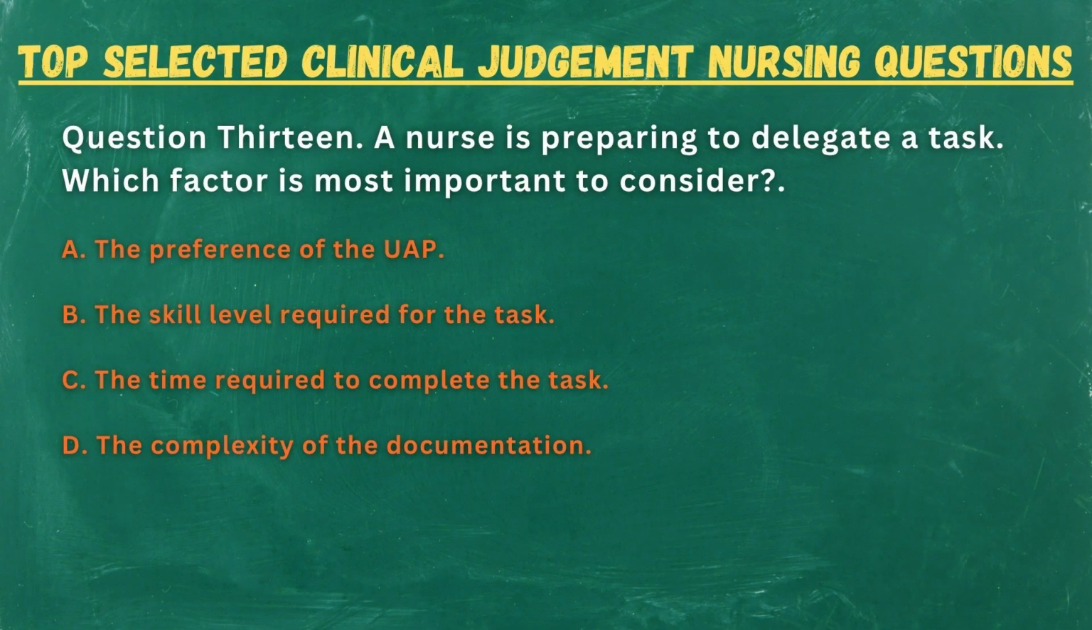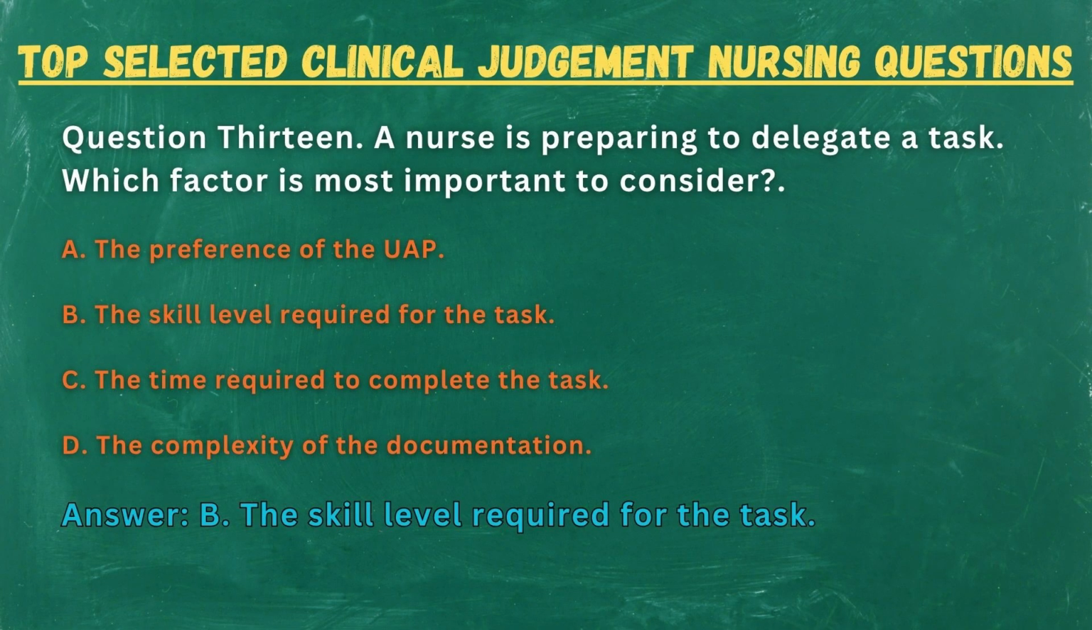Question 13. A nurse is preparing to delegate a task. Which factor is most important to consider? A. The preference of the UAP. B. The skill level required for the task. C. The time required to complete the task. D. The complexity of the documentation.